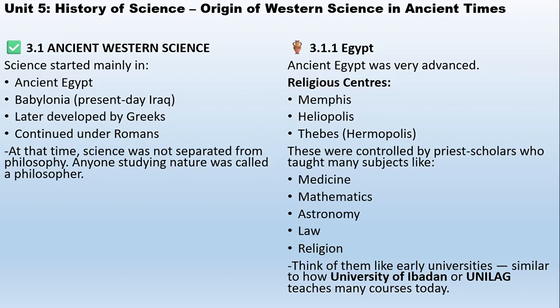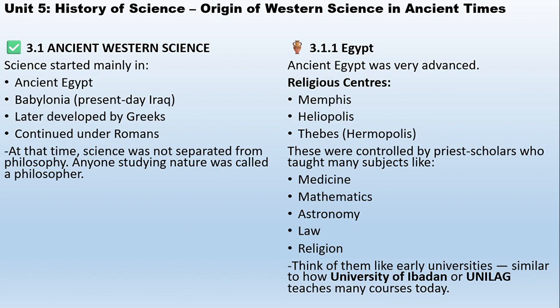So let's look at Egypt, which is the first one. Let's look at ancient Egypt. Ancient Egypt was very advanced. That was where it started, which means that for science to start in a particular country, the country has to be well advanced. Ancient Egypt was a well advanced country then, and they had religion centers.